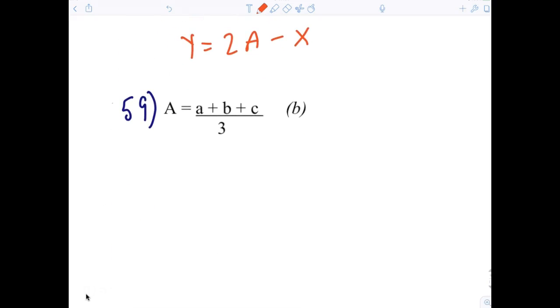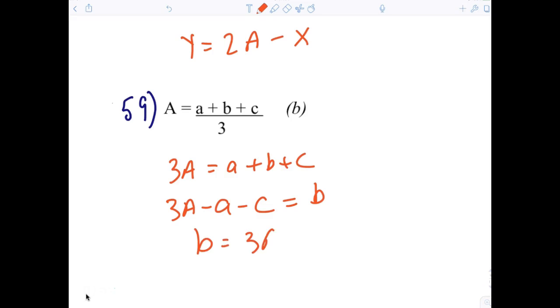How do I get rid of divided by 3? Right, so 3a equals... Now I'm solving for b, so I have to... Very good. So b is equal to 3a minus c. Very easy.